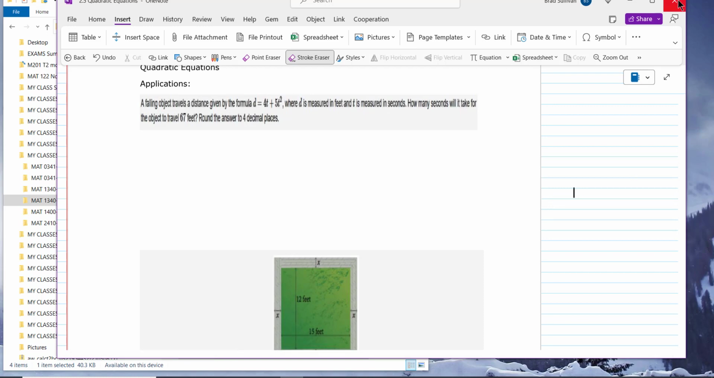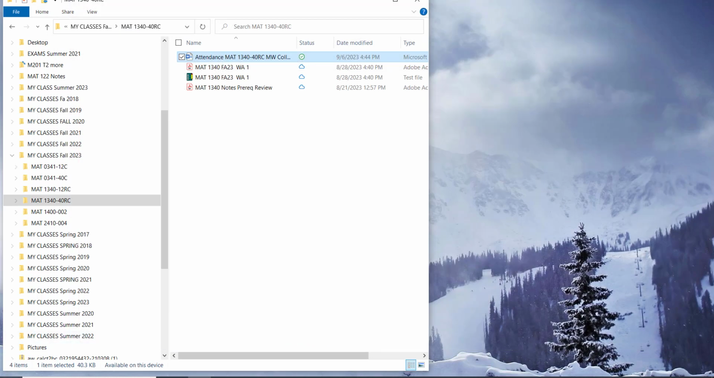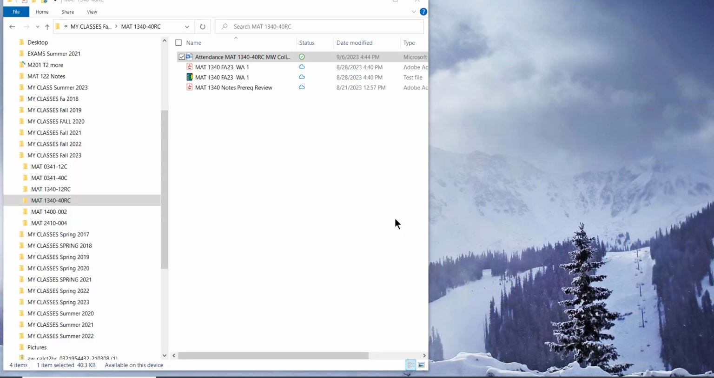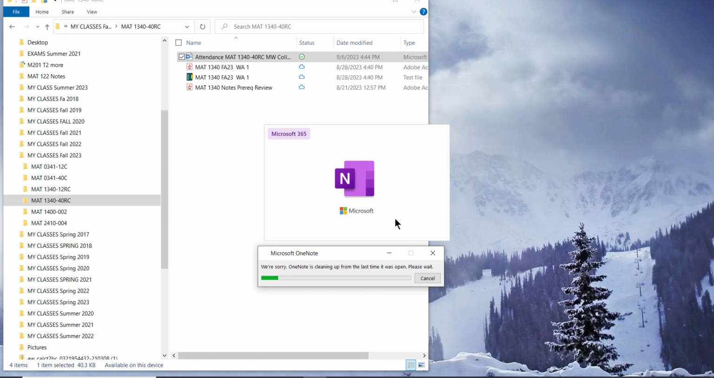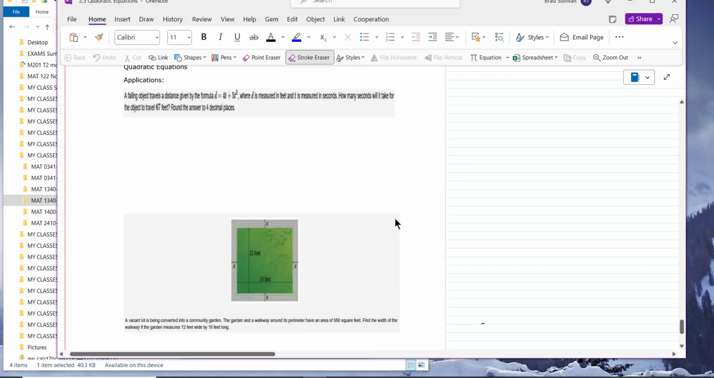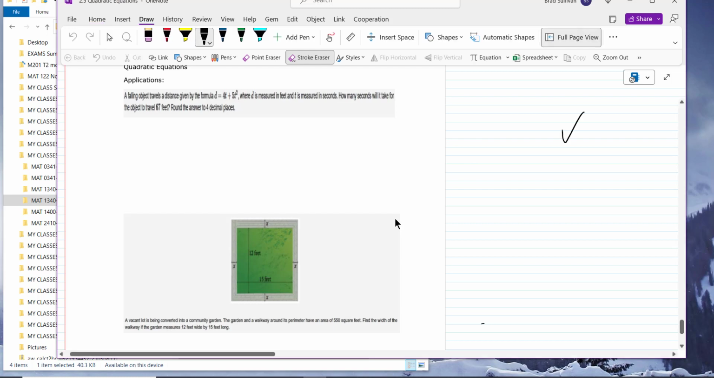Let me close OneNote, and sometimes if I close it and reopen it, it'll come back up. Okay, that usually fixes it.